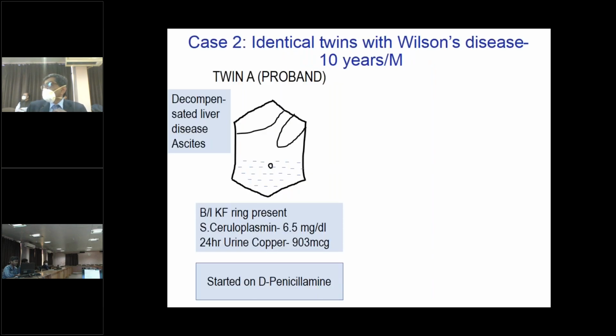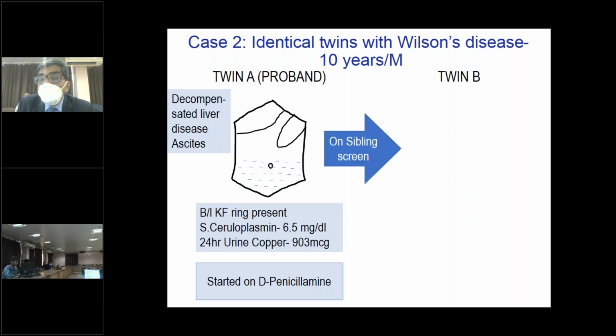Now coming to another interesting case, this was identical twins. Twin A had presented at 10 years of age with decompensated liver disease in the form of ascites. The child had hepatosplenomegaly on examination. A KF ring was apparent. There was a low serum ceruloplasmin and an elevated 24-hour urine copper. With this, a diagnosis of Wilson disease was made, and he was started on D-penicillamine.